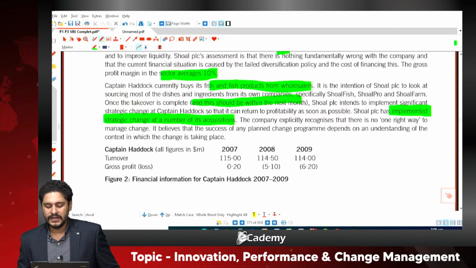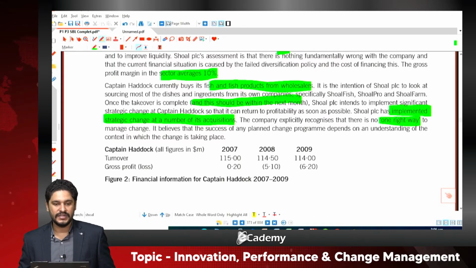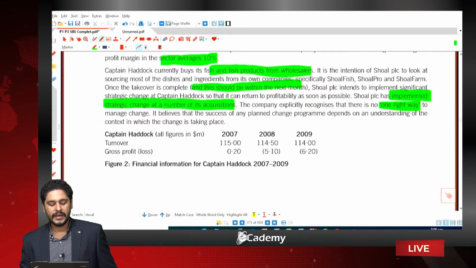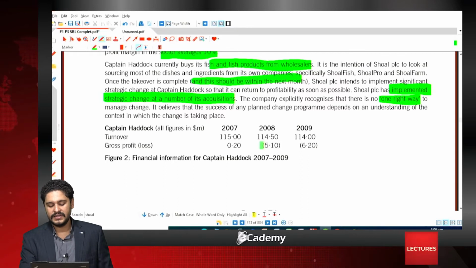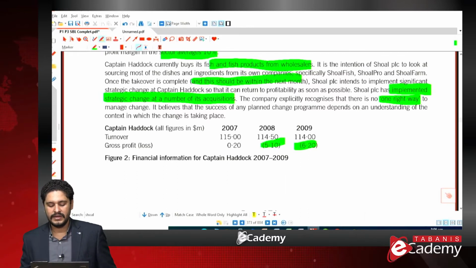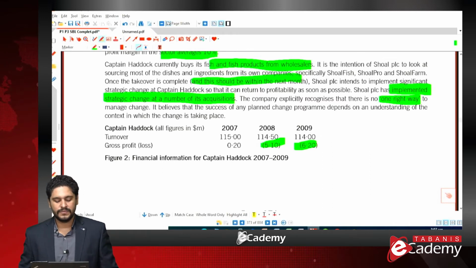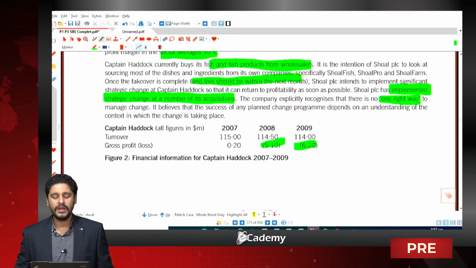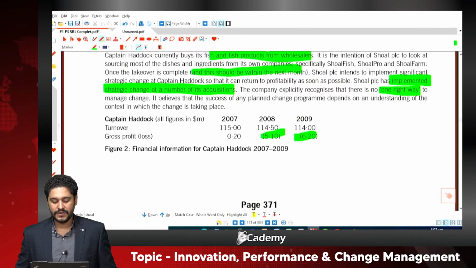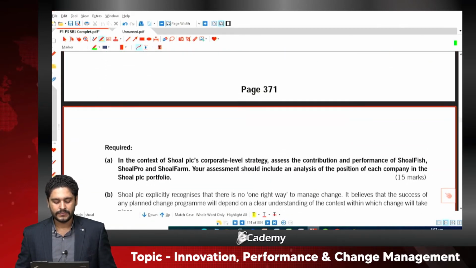The company explicitly recognizes that there is no one right way to manage change. It believes that the success of any planned change program depends on the understanding of the context in which the change is taking place. Captain Haddock's turnover has declined significantly in the last 2 years. Although in 2007 the gross profit was not so sustainable, yet it was a profit in 2007. Financial information of Captain Haddock 2007 till 2009.